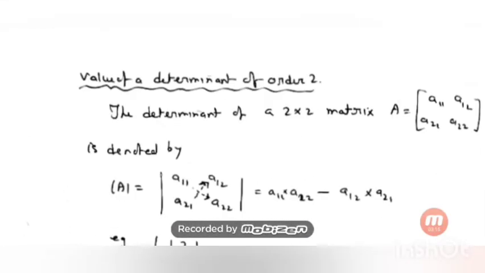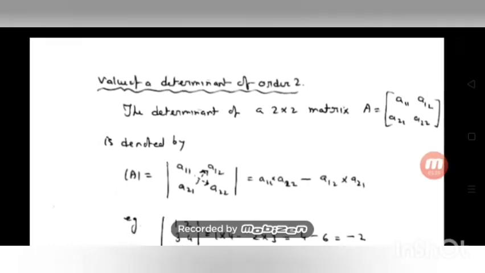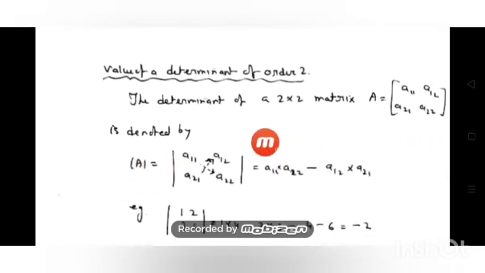Now after that we go to the next, the value of a determinant of order 2. For that purpose we consider a 2 by 2 matrix, that is A equals A11, A12, A21, A22. Suppose this is a matrix of order 2 by 2. Now if you want to find its determinant, then determinant of A is equal to what? You replace this bracket by two vertical lines. This is your determinant of A.